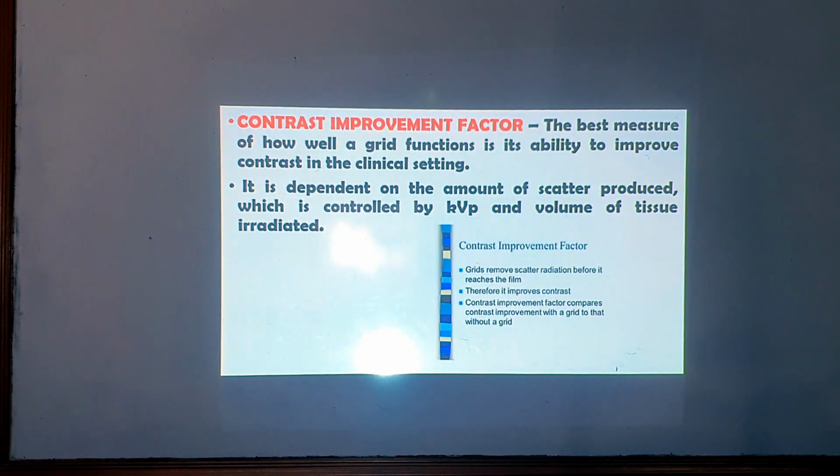The second criteria, guys, contrast improvement factor. The best measure of how well a grid functions is its ability to improve contrast, especially in the clinical setting. It is dependent on the amount of scatter produced, which is controlled by your kVp and your volume of tissue irradiated.